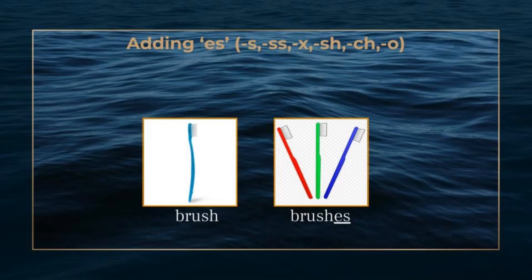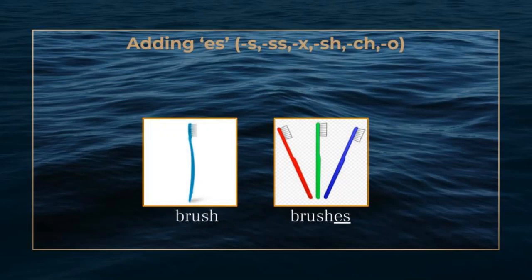Okay, students, now look at the given example. What is the first picture? The first picture is a brush. How many brushes are there in the first picture? Yes, it is just one brush. One brush means, is it singular or plural? It is a singular noun. Then what is the plural form of brush? Yes, you're right. The plural form is brushes.